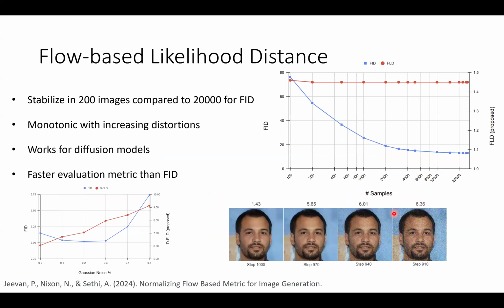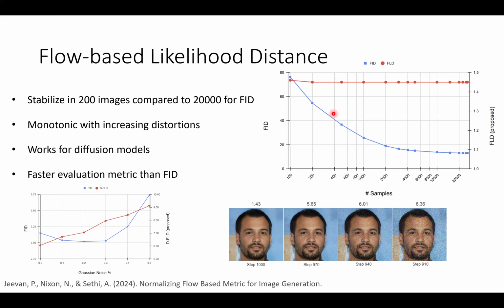Now, our experiments showed that, so we call this flow-based likelihood distance, or FLD. FLD as a metric is actually much better than FID in the sense that it has this monotonic property: as the image degradation increases, the metric value also monotonically increases or decreases. So it is always monotonic. And it also works with diffusion models. If you add diffusion noise, we can see that the FLD value increases monotonically.